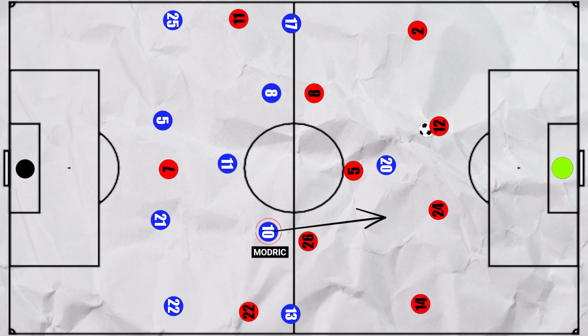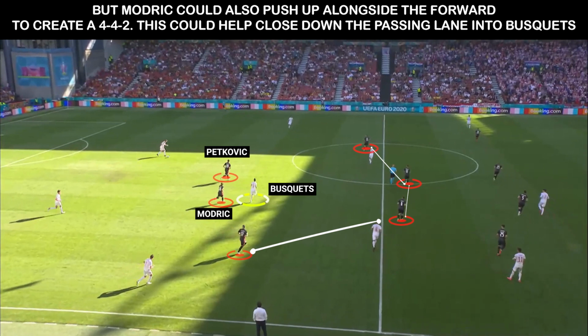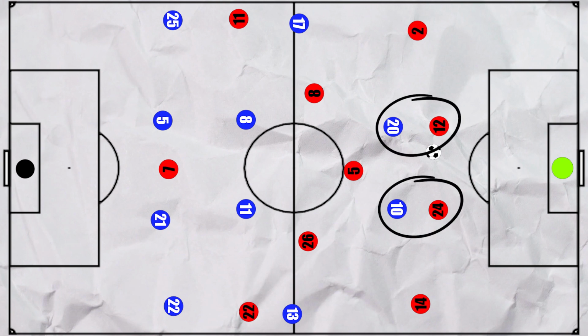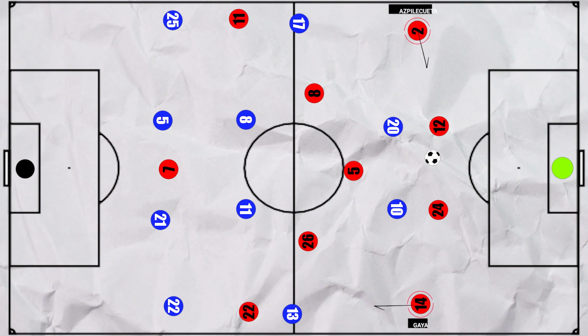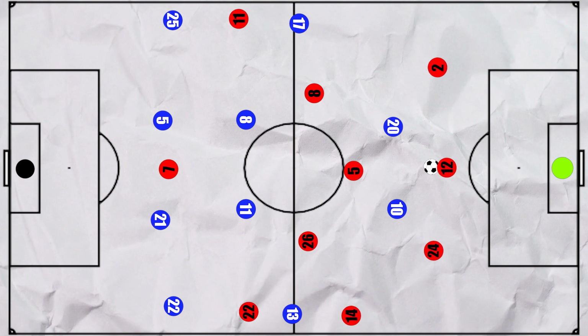But Modric would often look to push up alongside Petkovic, creating a rough 4-4-2 shape, whilst trying to use their cover shadows in order to close down the passing lane into Busquets. So, to help keep possession more easily, Spain needed a 3 versus 2 advantage in deeper regions, which they managed by having Azpilicueta often start a lot deeper as the third centre-back, whilst Gaia was much more offensive, pushing up on the left.